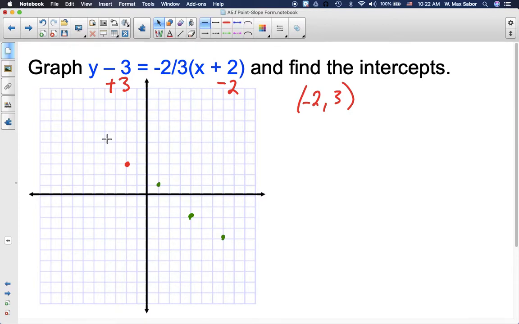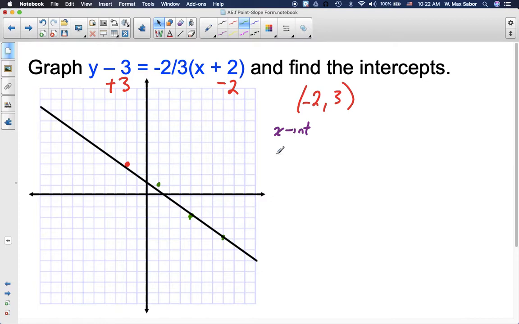There aren't nice integer intercepts this time, so we're going to have to do a little more work to find them. So in order to find the x-intercept, let's set y equal to 0. So 0 minus 3 equals negative 2/3 x minus 2. Negative 3 equals negative 2/3 x minus 2.